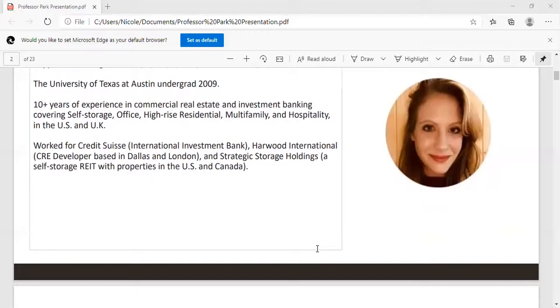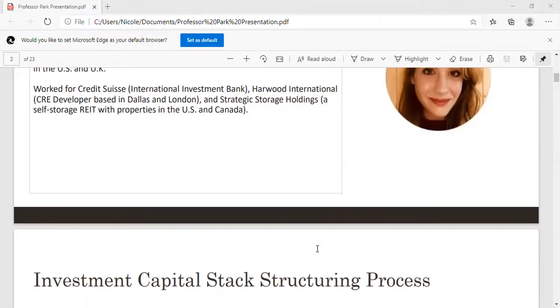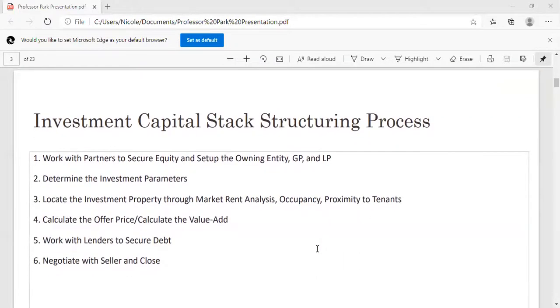I've worked for Credit Suisse, which is an international investment bank, Harwood International, which is a commercial real estate developer based in Dallas and London, and for Strategic Storage Holdings, which is a self-storage real estate investment trust company with properties in the US and Canada. I don't know how much y'all know about REITs, but REITs are basically operating companies that manage properties, and they have tax incentives for being set up that way. I haven't covered that in this presentation, but if you want to, you can investigate it further.